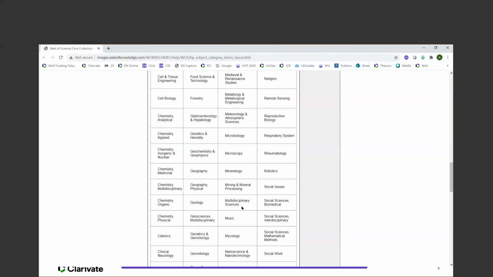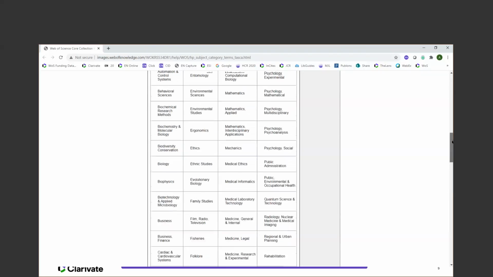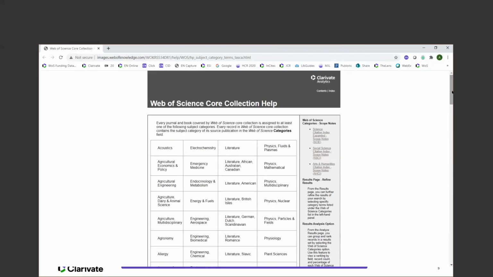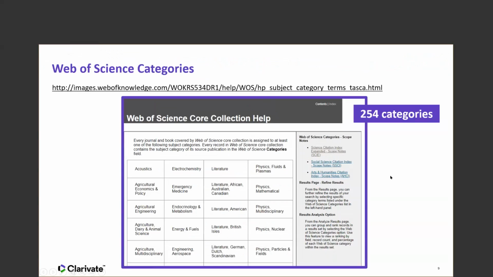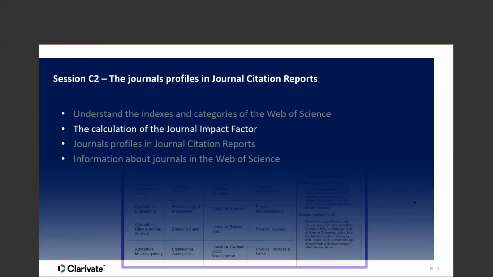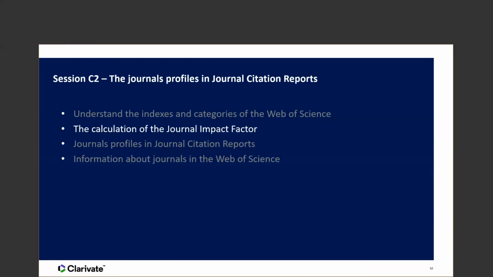So it is important to understand what a category is, because we're going to use this concept of category for the percentiles. This is why I'm explaining it before we dive into the calculation of the impact factor and the percentiles. So we know what an index is, we know what a category is. Let's follow the theory. Now let's have a look at the calculation of a journal impact factor.